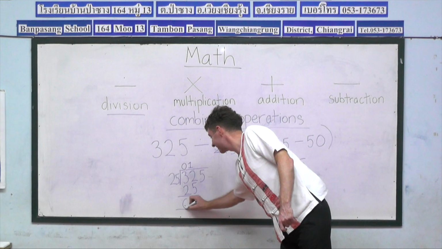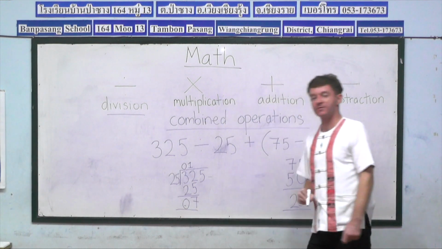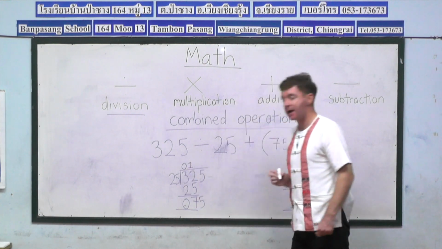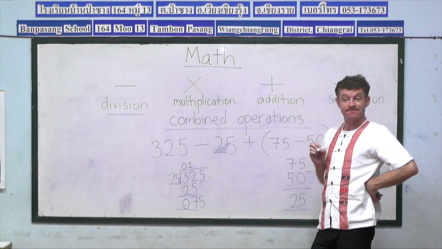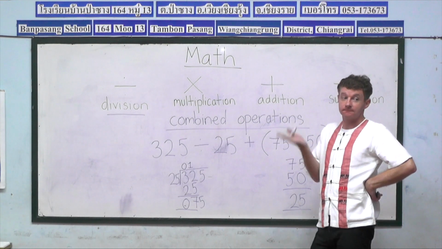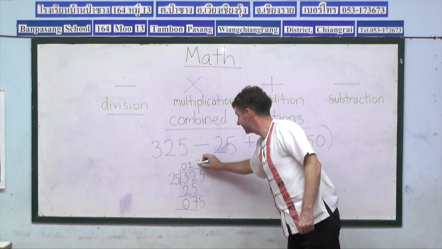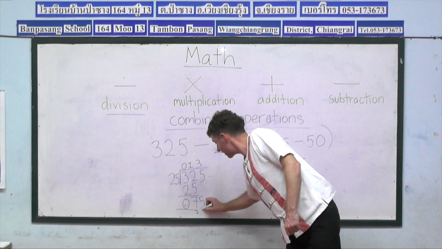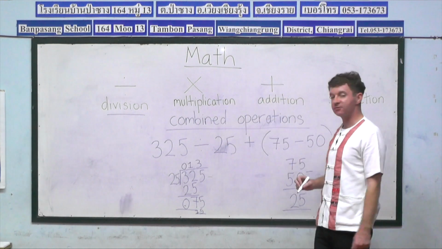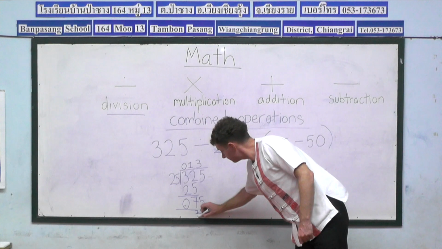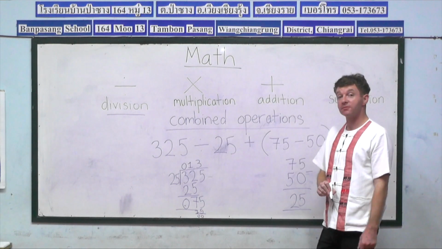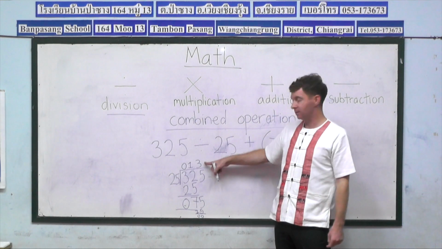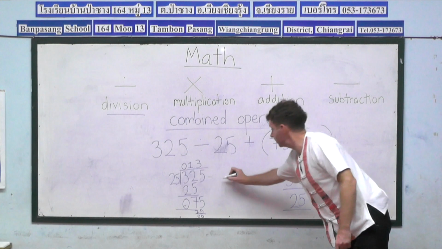And then what do we do? Bring down the 5. 75 divided by 25 is 3. 3 times 25 is 75. 75 minus 75 equals 0. Any more numbers to bring down? No. Any remainders? No. So we have our answer. So now, step 2: 13.